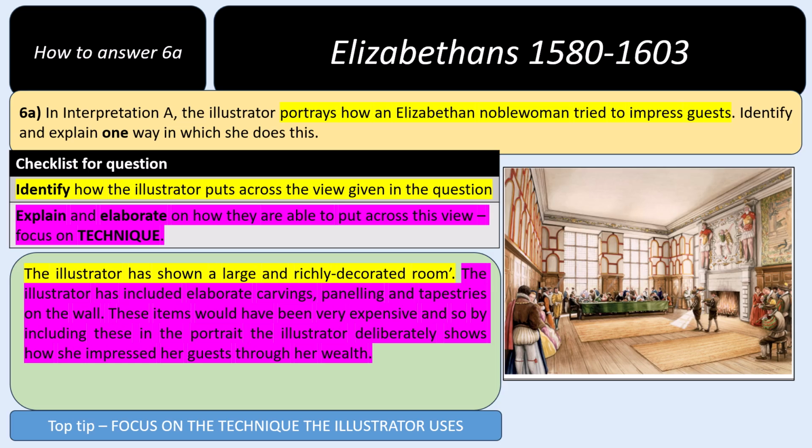So the illustrator has shown a large and richly decorated room. The illustrator has included elaborate carvings, panellings and tapestries on the wall. These items would have been very expensive, and so by including these in the portrait, the illustrator deliberately shows how she impressed her guests through her wealth. And that is basically how to do that question. So very much think about technique and make sure you write 3 sentences.